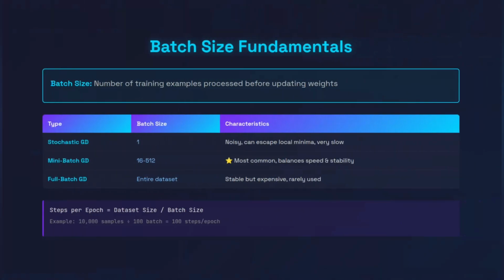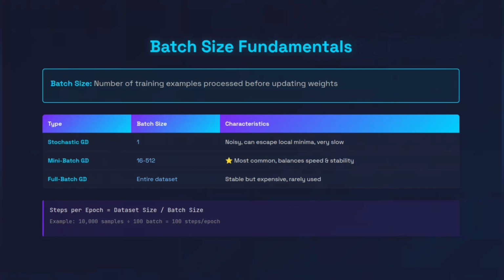Now let's talk about batch size, another critical hyperparameter that's closely related to learning rate. Batch size is the number of training examples your model processes before updating its weights. You have three main approaches. Stochastic gradient descent uses a batch size of 1, updating after every single example. This is noisy, but can escape local minima.